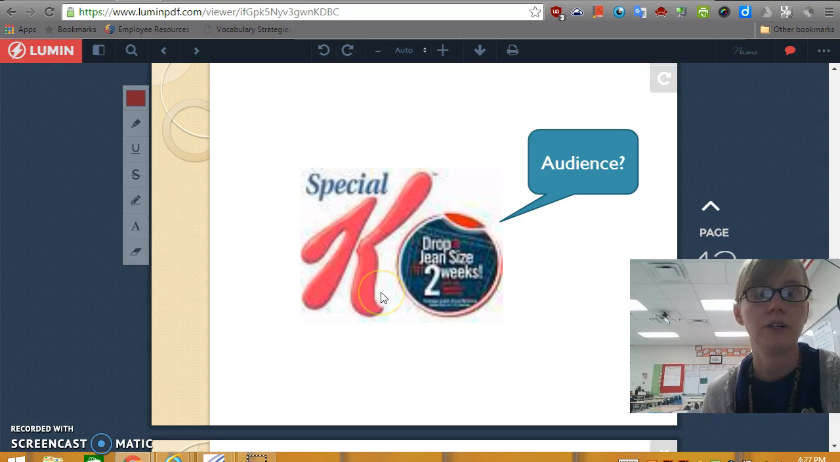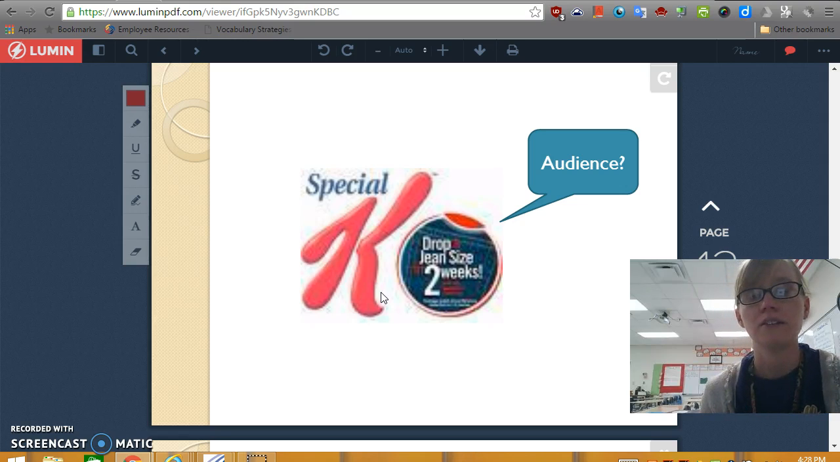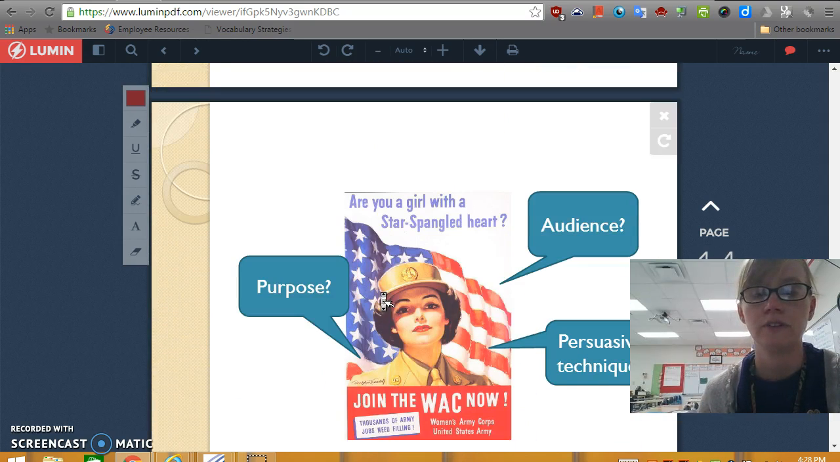Now, what about this one? Who are they trying to appeal to? If you said adults who are trying to lose weight, you would be right on that as well. See, it says drop a jean size in 2 weeks. Might even be appealing a little more to women on that one.